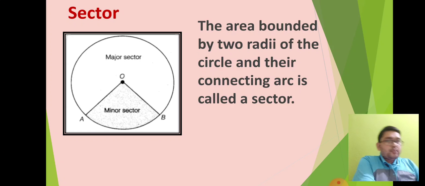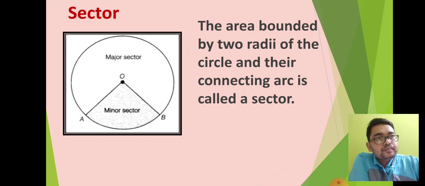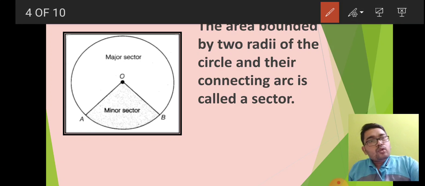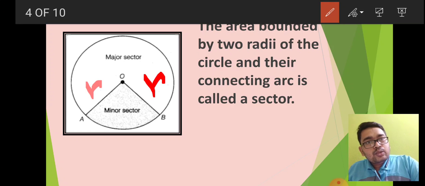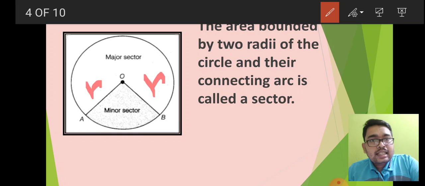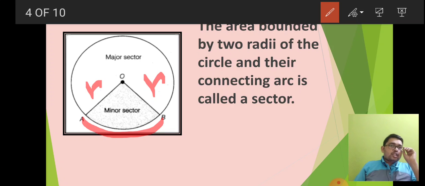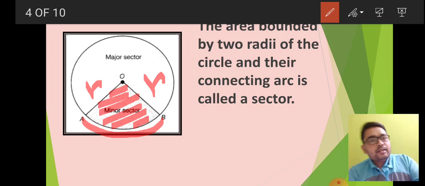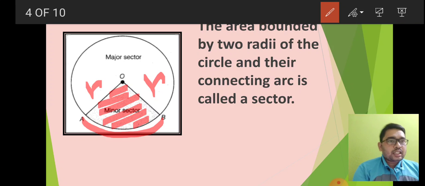If you see in this figure, from O to A it is one radius, and OB is the another radius. Two radius are there, it means two radii, and their connecting arc. What is the connecting arc? AB is the connecting arc, from here to here, and this area is known as the sector. So here I am writing sector. This is the sector, which is the shaded part. This is the sector of the circle.